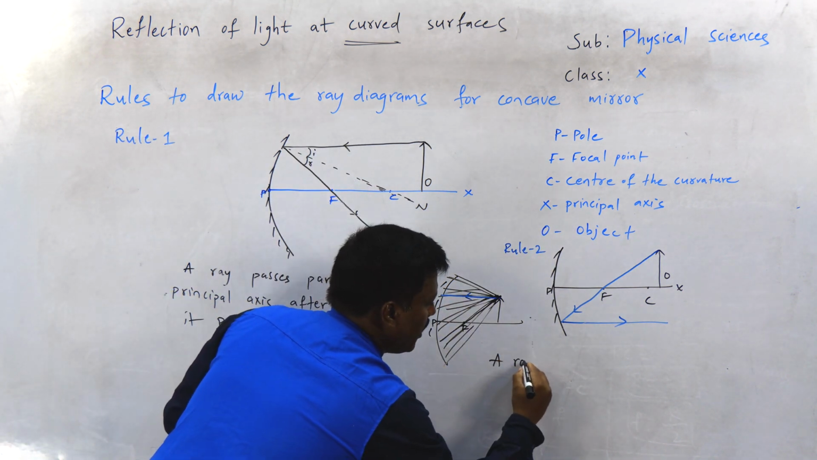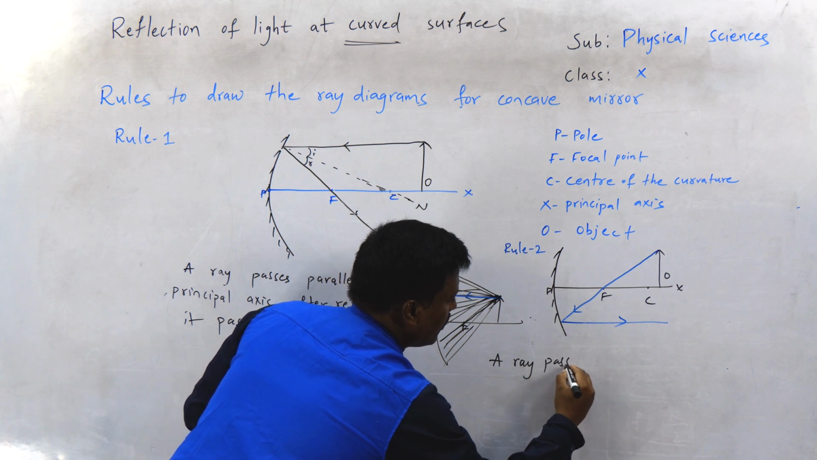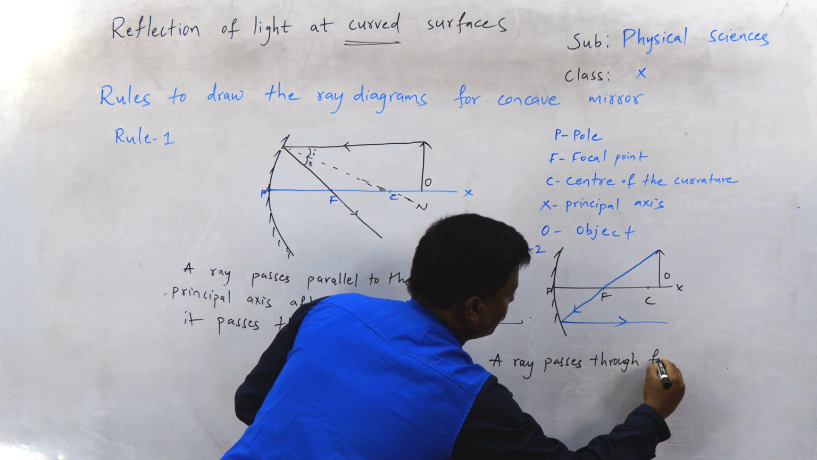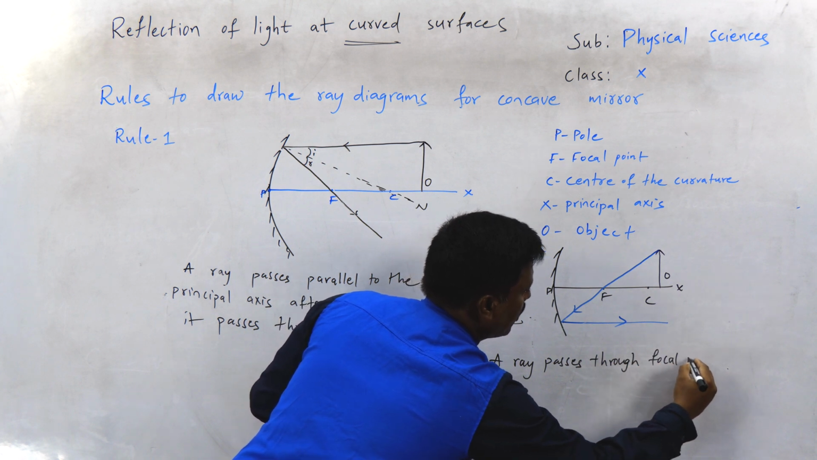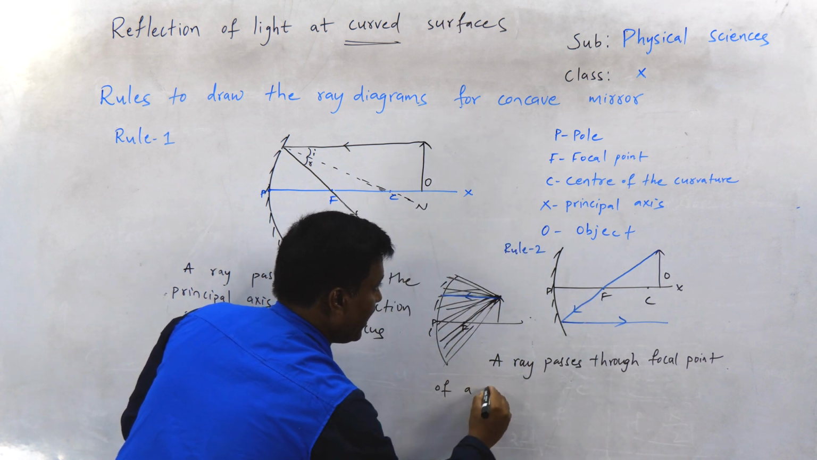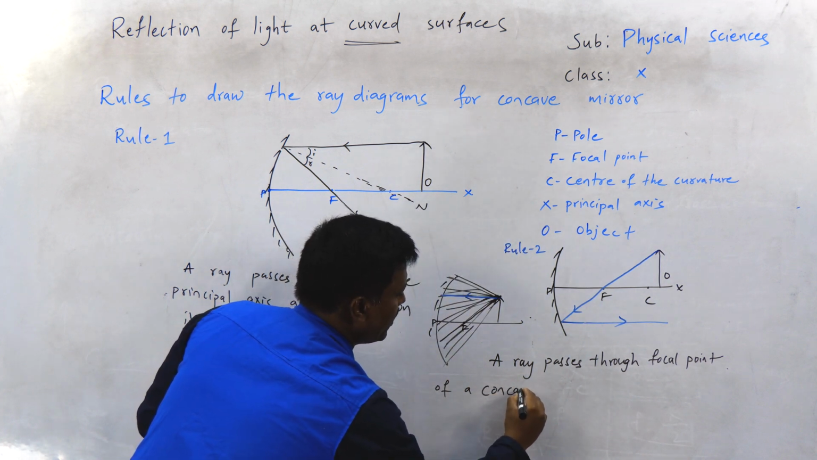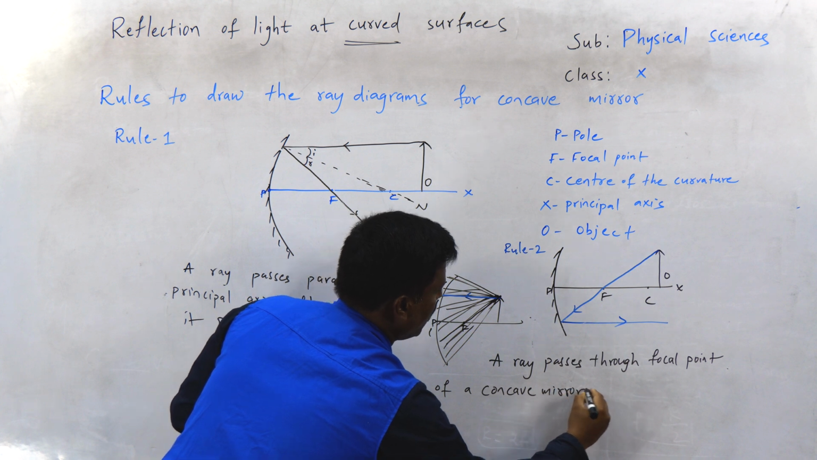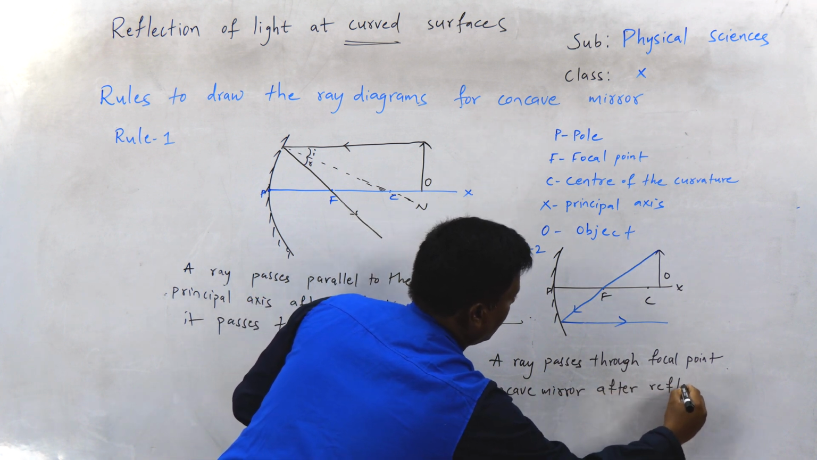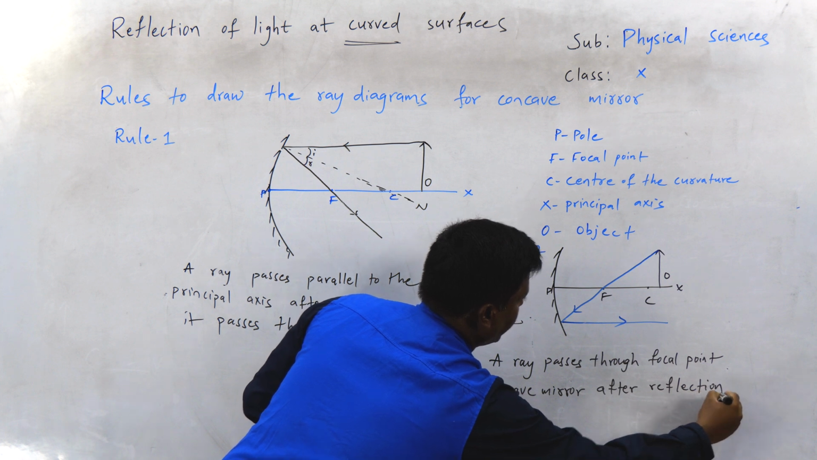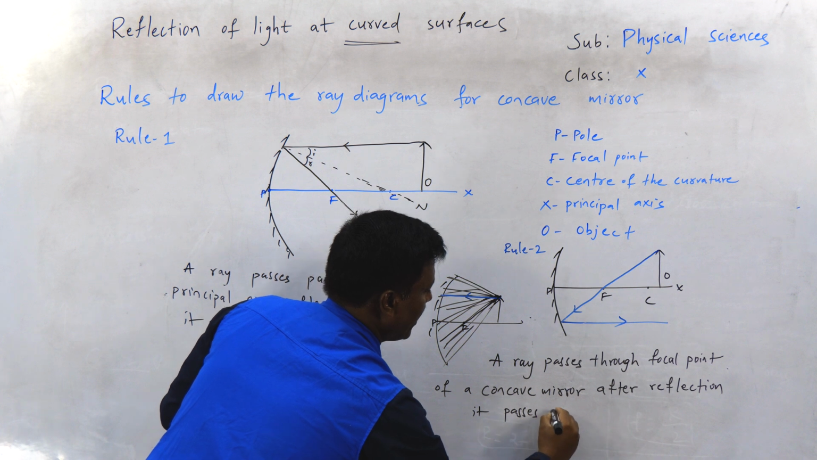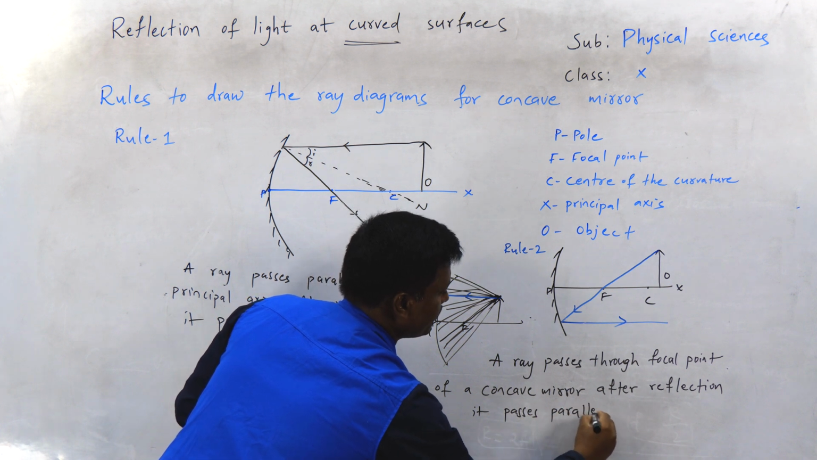A ray passes through focus, or focal point, of a concave mirror; after reflection, it passes parallel to the principal axis.